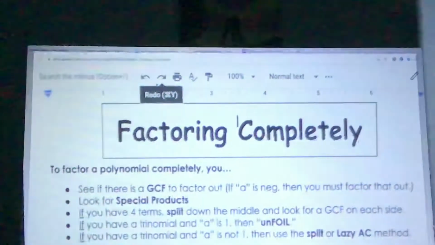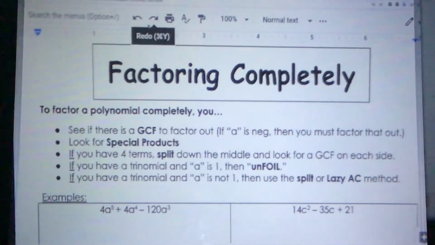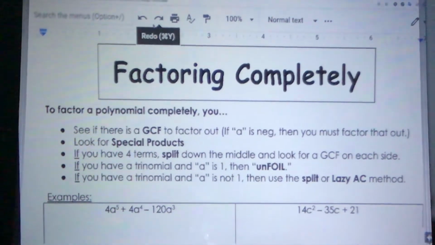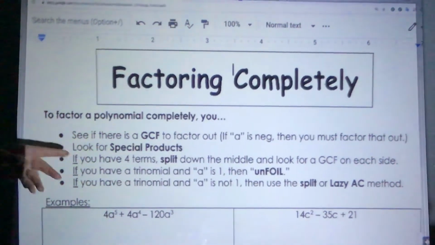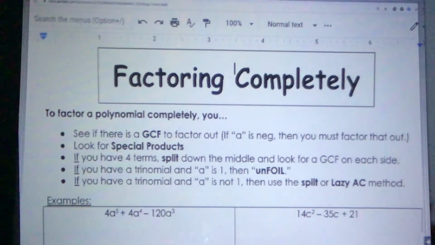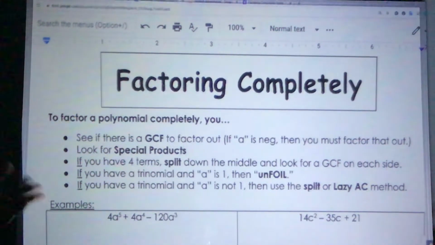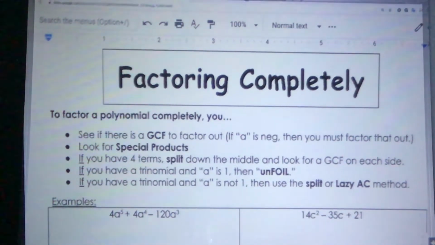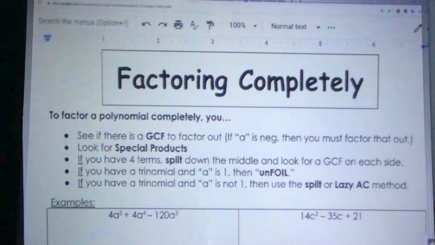And so today we are going to learn how to factor completely. When we're factoring polynomials, you will always start with your GCF. So the GCF is the most important thing in terms of factoring. When we talk about factoring completely, sometimes you have to factor a GCF and then continue to factor even more. So you'll see with the examples, but we're always going to start with the GCF.